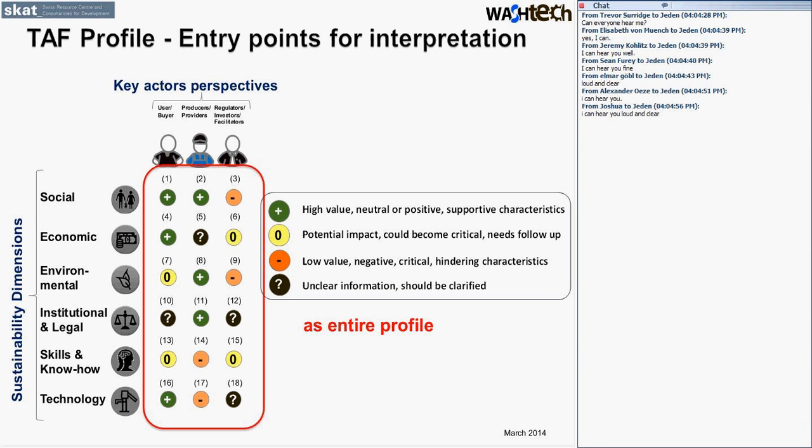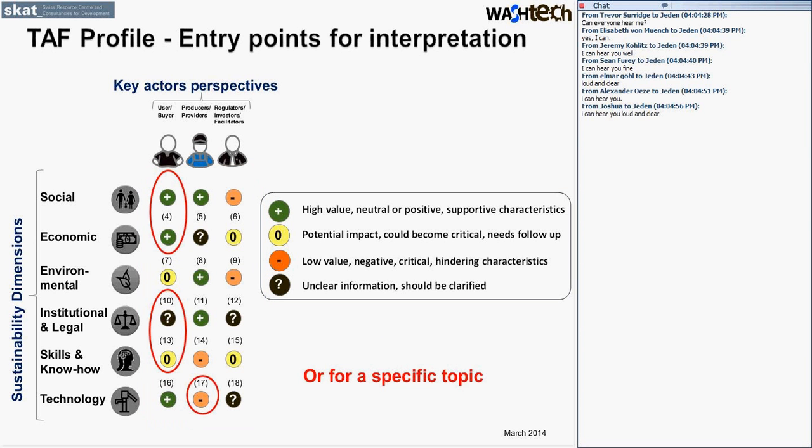And the last way of interpretation, on the next slide, is if you pick specific indicators which are linked to one topic, for example, operation and maintenance, you can identify particular bottlenecks in user groups or in the producer groups or wherever, and also in particular dimensions. So we have different entry points, and they show bottlenecks, but also potential areas where the technology fits very well to the context.